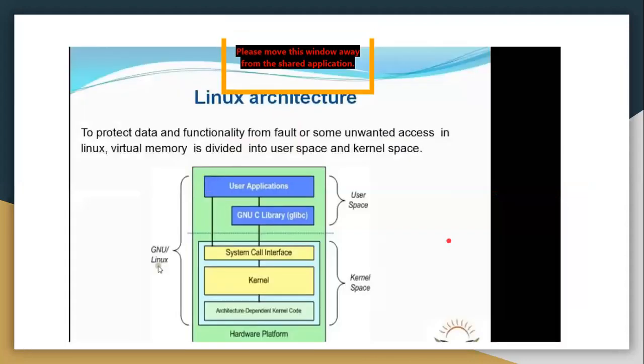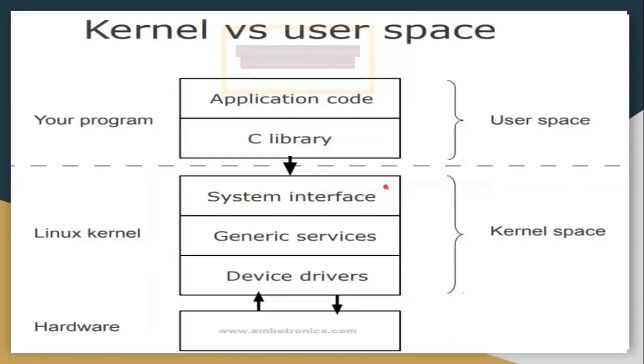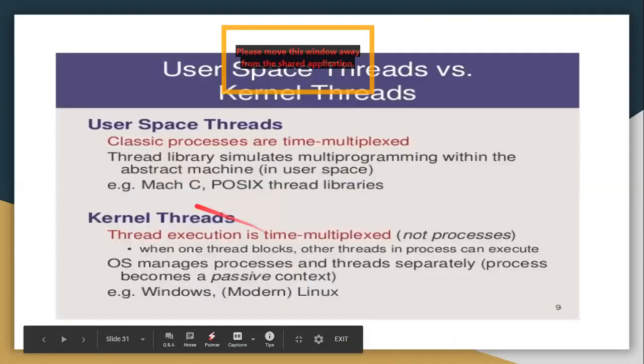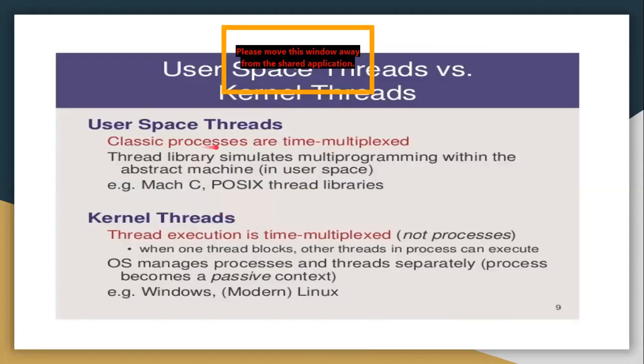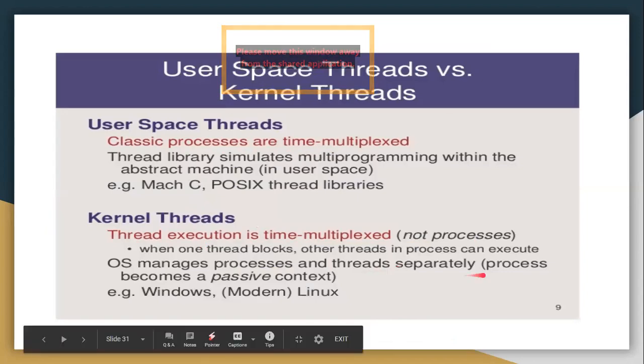Fine. Then the Linux architecture, already discussed, is designed to protect the data and functioning from faults and unwanted access. Linux has virtual memory which is divided into two parts, user space and kernel space. This is your application area and the C library you are using, and this is the kernel area. User space has time multiplexing and classic processes, and the kernel has thread execution. The kernel does not deal with processes; it's the user who deals with the processes. The kernel deals with the threads.